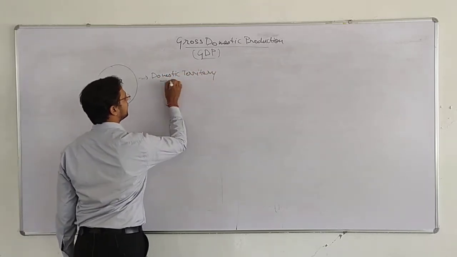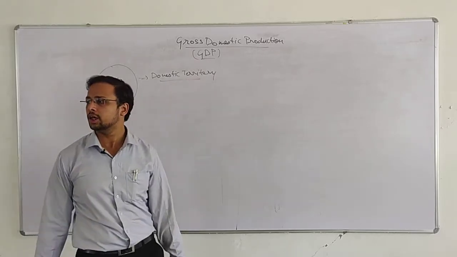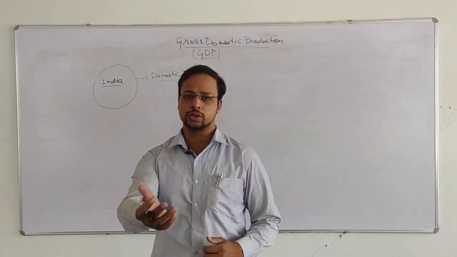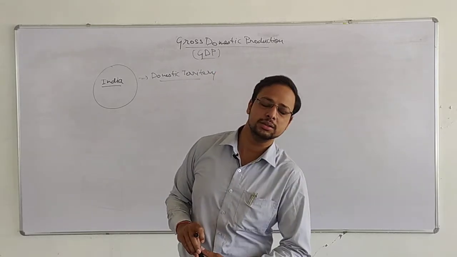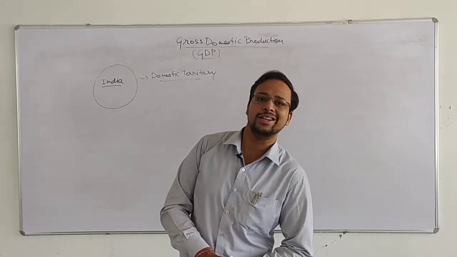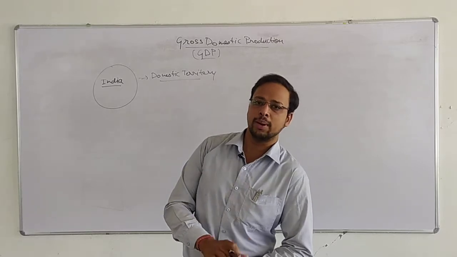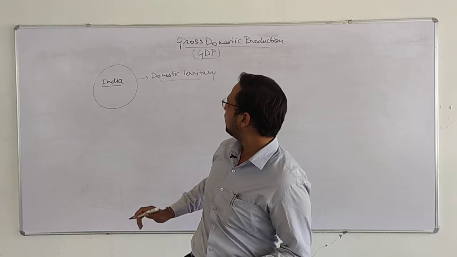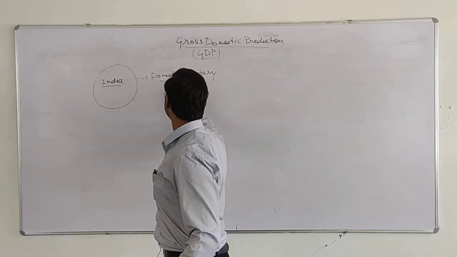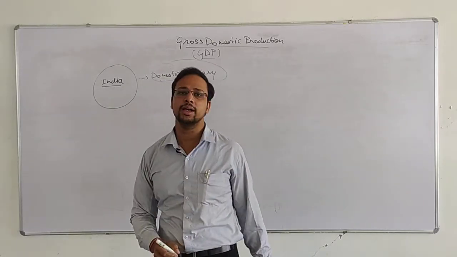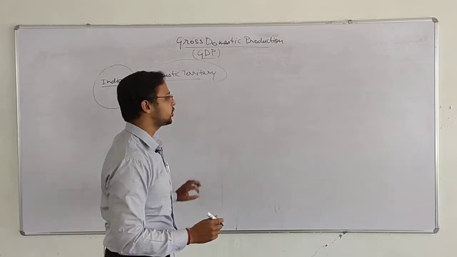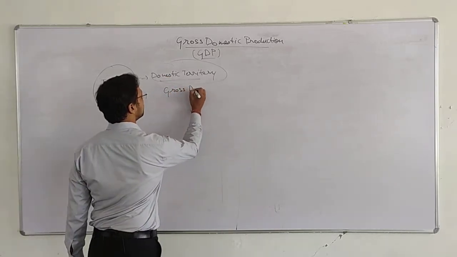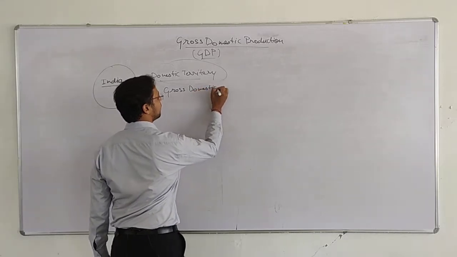It calculates the production done in the domestic territory, the production done by the producers, by the service sector, the manufacturing sector, or the agriculture sector. All the production done in the domestic territory is calculated. That is why it is called domestic production, and the aggregate is known as gross domestic production.